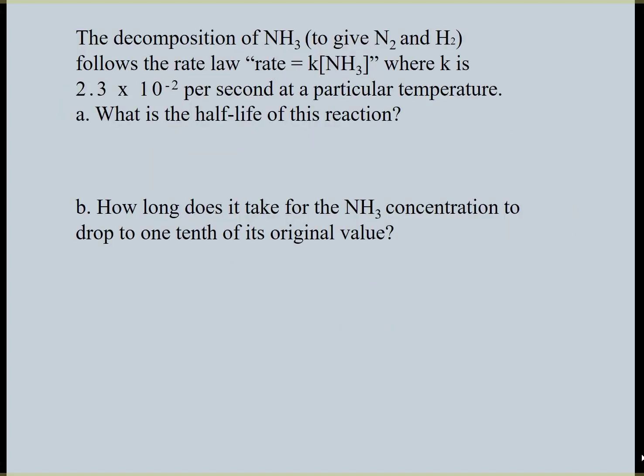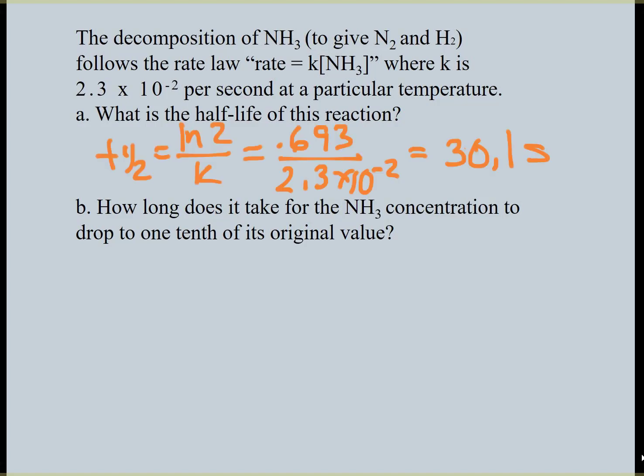The decomposition of ammonia to give nitrogen and hydrogen follows this rate law: rate equals k times the concentration of ammonia. So we know this is first order because they wrote us a rate law. And it does give us the rate law constant right there. That's what k is. And it says, what is the half-life of this reaction? So I'm going to do the half-life formula and then plug in the numbers. And I get 30.1 seconds.